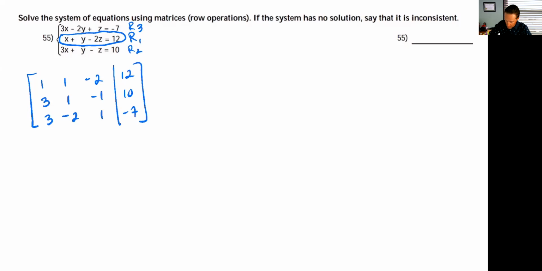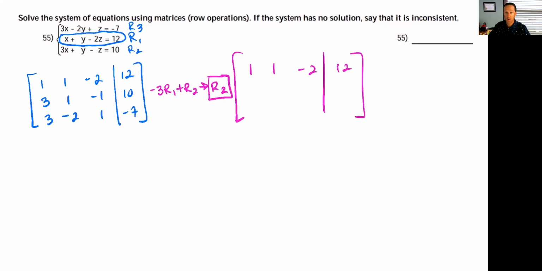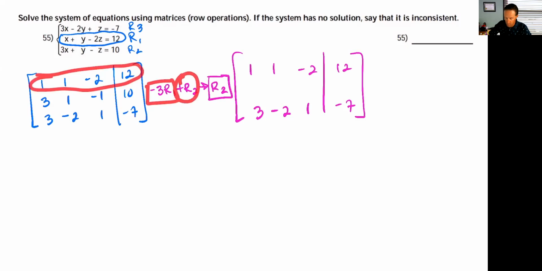So I'm going to multiply -3 times row 1 and add it to row 2 to get a new row 2. So the only thing that will be changing is my row 2. So I'm going to go ahead and keep my 1, 1, -2 that equals 12 in my equation or row 1. I'm also going to keep, for now, my row 3. The only one that's going to change is my row 2, and how we're going to do it is multiplying row 1 by a -3 to everything and adding it to row 2.